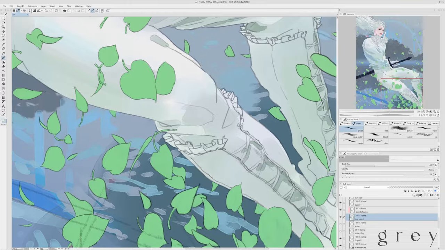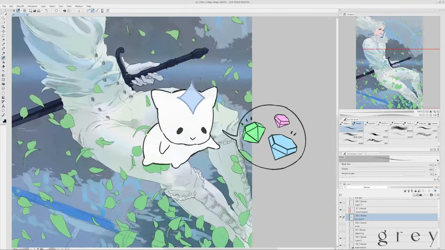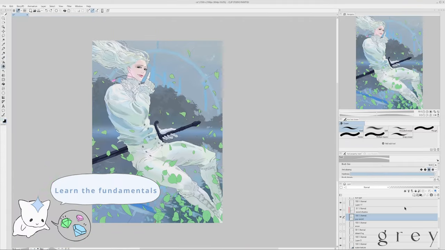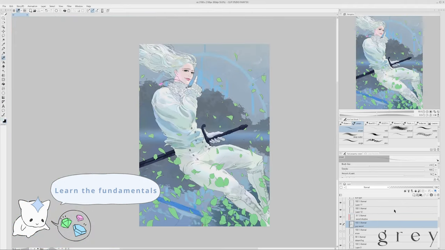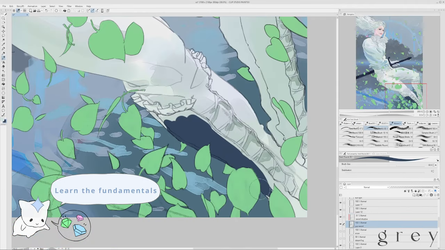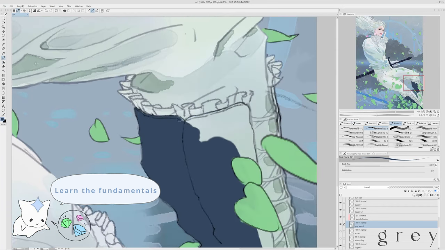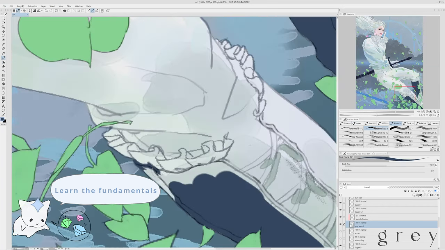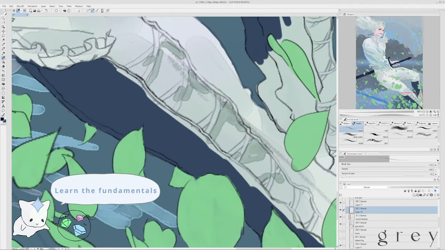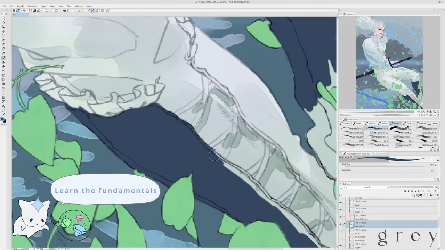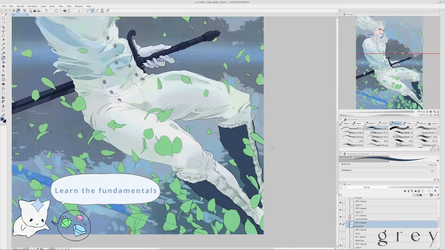The third core value, which I think is also important, is learning the fundamentals. If you guys don't know the art fundamentals, according to CG Spectrum, there are six fundamentals of art: anatomy, perspective, form and structure, lighting and shadow, color and composition.